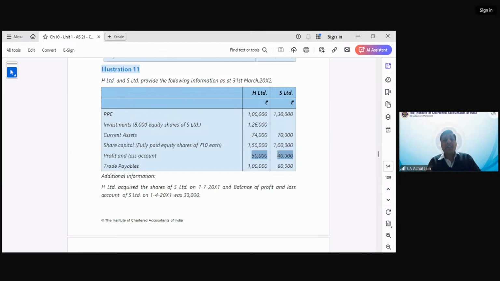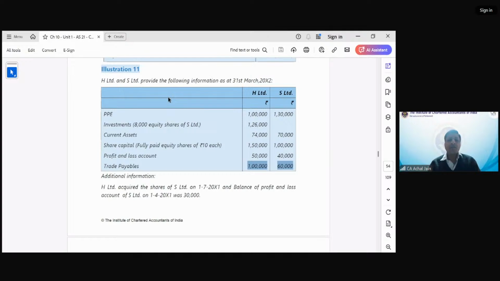Similarly, P&L balance, that means reserves of H and S, you will pick up line by line. There again, Rashmi says no. Why? Because only the P&L balance of H Limited you will pick up. For S, one portion you have already taken to goodwill, and the other portion will go to minority. Trade payable, will you pick up line by line? Yes. Very good.